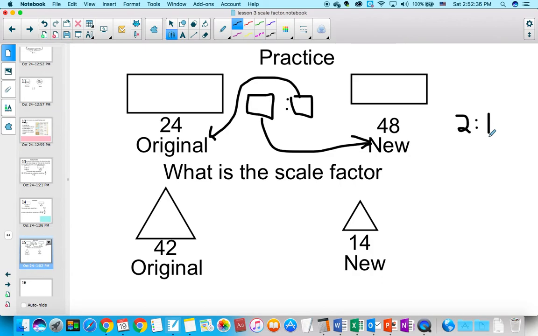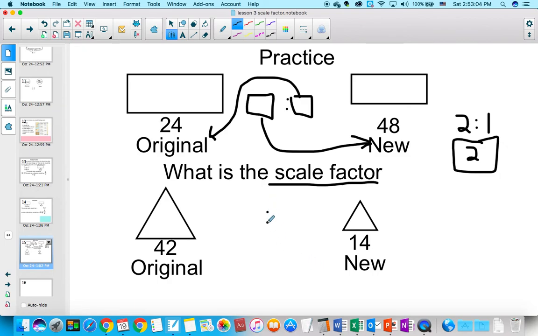Well, what's the scale factor? What's the scale factor of this ratio? Again, we just take the first number and divide it by the second one. 2 divided by 1 is 2. So we have a scale factor of 2. Okay, let's take a look at this one. We have an original of 42 and a new one of 14. Okay, so we have an original of 42, whatever units they may be, and a new one of 14.